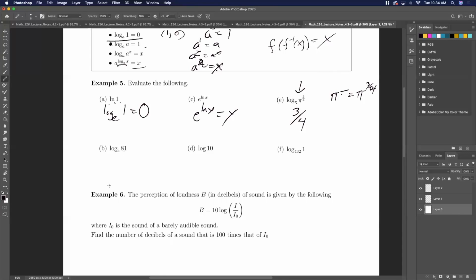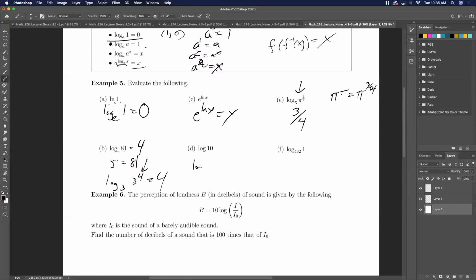Log base 3 of 81. So what am I asking here? 3 to what power is 81? Well, that power is 4, okay? Another way of writing this, you could say log base 3, and then here you can just write 3 to the 4th, and then this falls out to be 4. This is what you probably see when you actually crunch through it. This is what you're doing in your head.